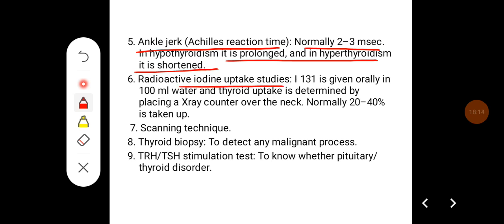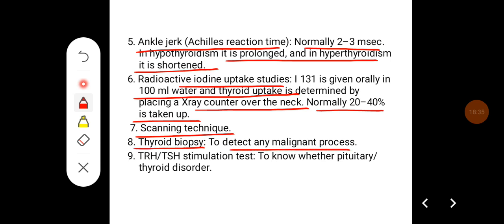Radioiodine uptake studies: iodine 131 is given orally in 100 ml of water and thyroid uptake is determined by placing a counter over the neck. Normally 20 to 40% is taken up. Then there is the scanning technique, and thyroid biopsy to detect malignant processes. TRH or TSH stimulation tests are also done to know whether it is a pituitary or thyroid gland disorder.